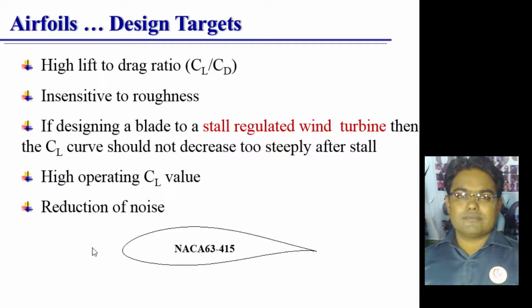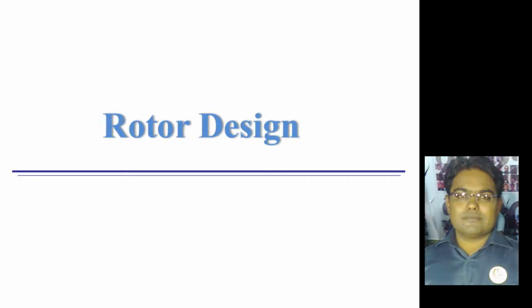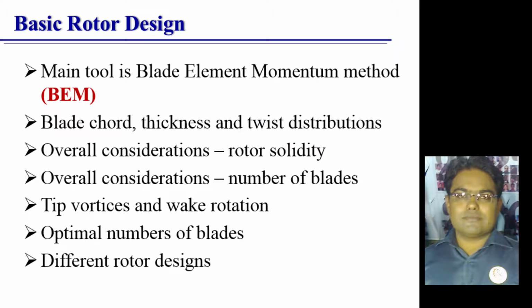And last but not least, there should not be unwanted noise when the flow interacts over the surface of the blade. So reduction of noise is also one of the most important design targets when designing wind turbine blades. And then when we focus on rotor design, we basically design using the blade element momentum method, right? These are some of the parameters: blade chord, thickness, and twist distribution.